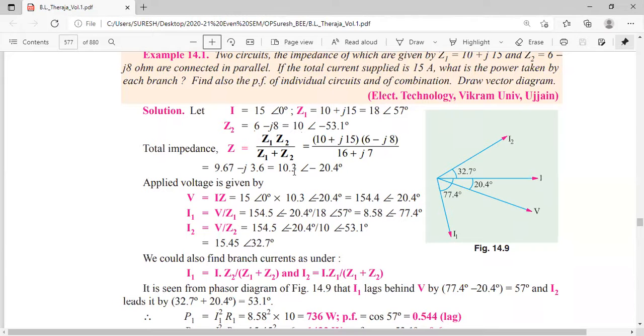Okay, the magnitude you got is 10 point something. What is that? 10.85. In your calculation you got 10.85, but here they are getting 10.3. A small difference will come in decimal values; that is not a problem. This is Z equivalent. Z is equal to Z1 Z2 by Z1 plus Z2. And your volt, see I1, how much did you get?